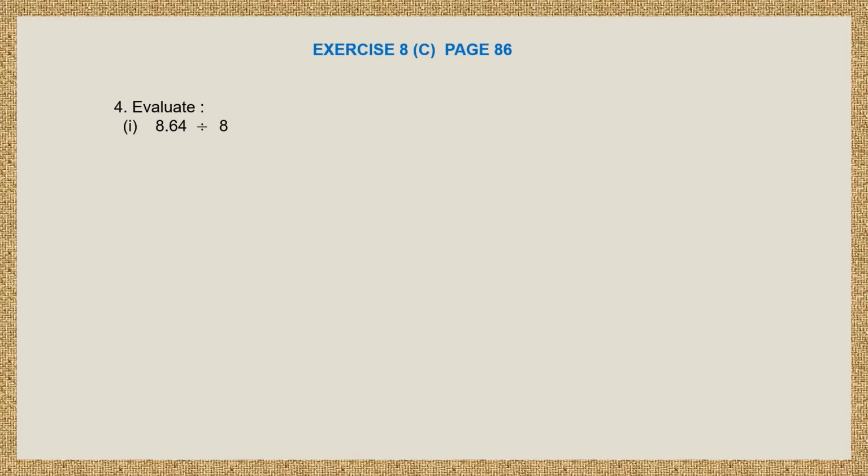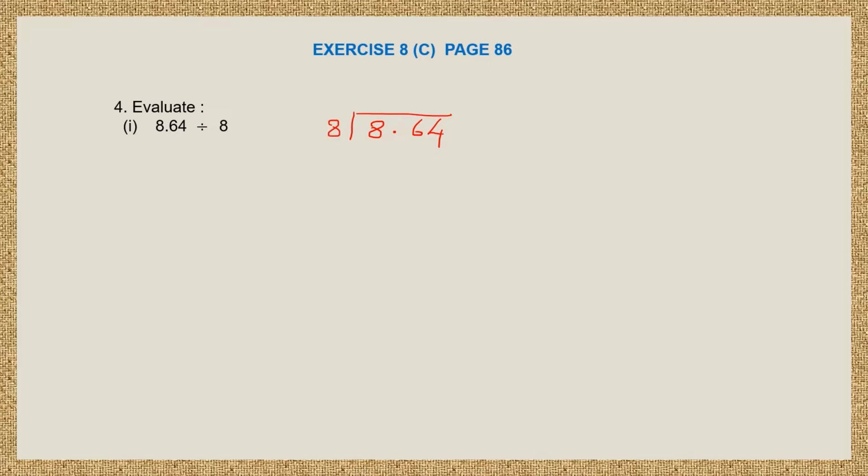Question 4. We are starting with question 4. 8.64 divided by 8. So we have a decimal number divided by a whole number. Now, this kind of division is done like a normal division. So I'm going to do this here. I'm not going to remove my decimal point. I'm going to leave it as it is. 8.64 divided by 8. So this is normal division.